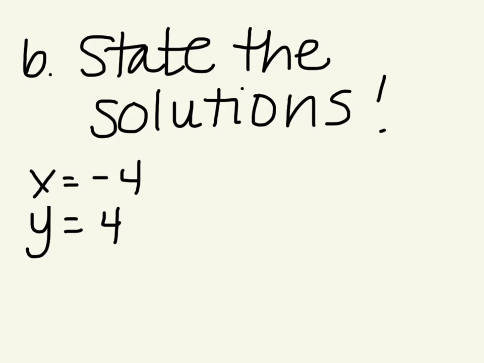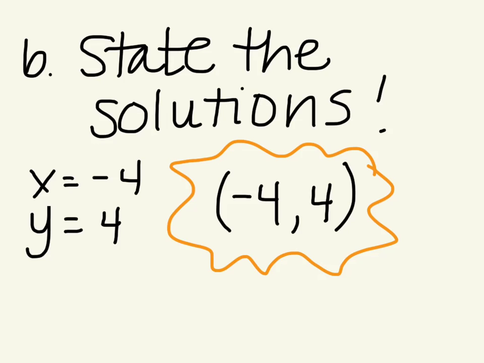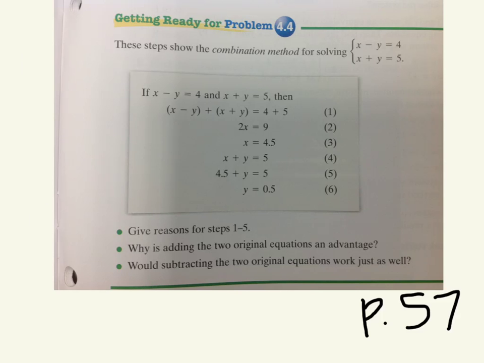My final step is to state the solution. So if x is -4 and y is +4, and my solution is the coordinate point where the two lines intersect, my solution is -4, 4. Let's now refer to our textbook to see how they walk us through solving systems by using combination.